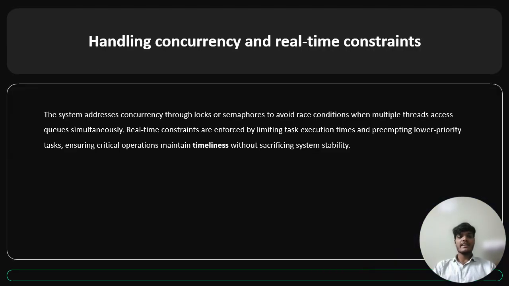Next, handling concurrency and real-time constraints. The system addresses concurrency through locks and semaphores to avoid race conditions. When multiple threads access queues simultaneously, real-time constraints are enforced by limiting task execution times and preempting lower priority tasks, ensuring critical operations maintain timeliness without sacrificing system stability.